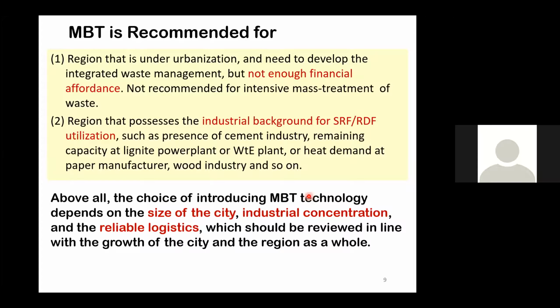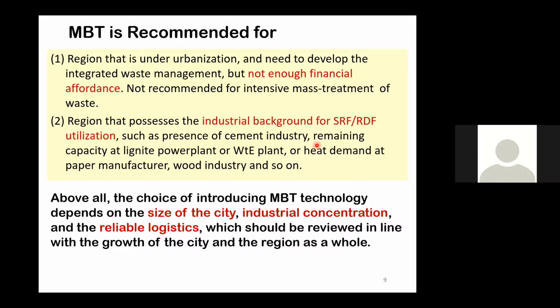And MBT is also highly recommended for the region that possesses the industrial background for solid fuel utilizations, such as the concentration of cement industries, lignite power plants or waste-to-energy plants, and also heat demand at paper manufacturers, the wood industry, or the printing industry. That is a very strong source for utilizing SRF or RDF.